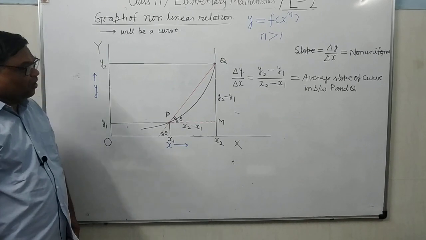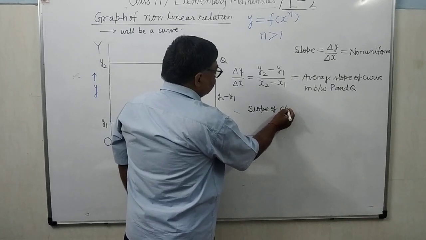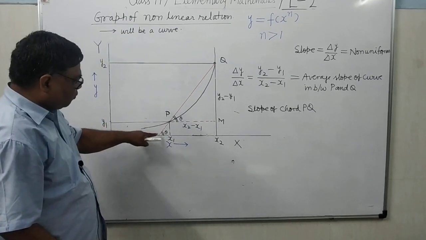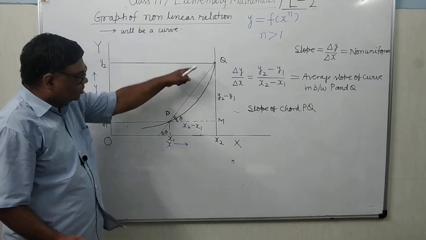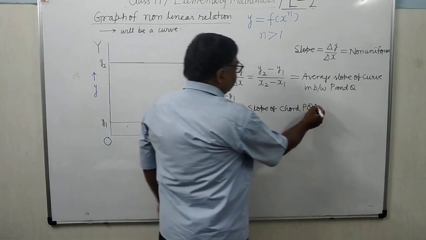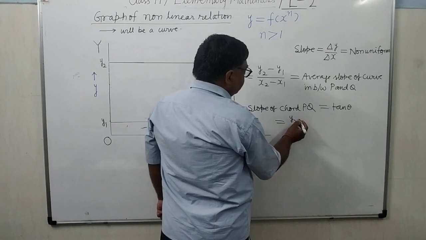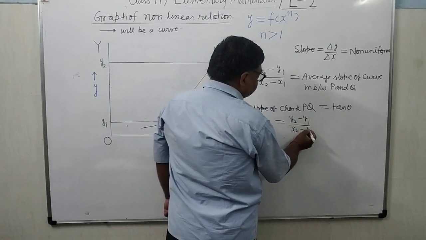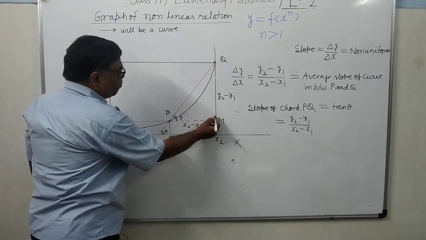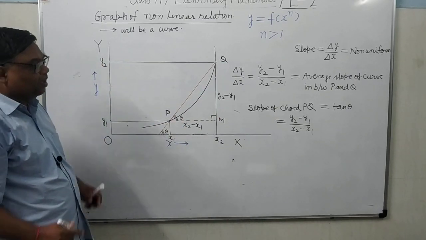Now as we know from the formula of the slope of chord PQ. Chord means the line joining any two points on the curve. Chord PQ is a straight line, making angle theta from the direction of the x-axis, so its slope will be equal to tan theta, and tan theta you can write as y2 minus y1 upon x2 minus x1. Why can you write this? You can see in the triangle QMP, tan theta will be perpendicular upon base, y2 minus y1 upon x2 minus x1.